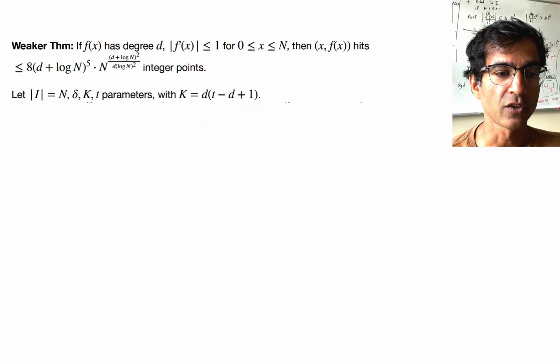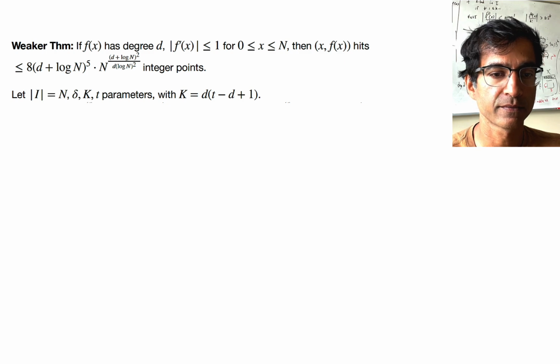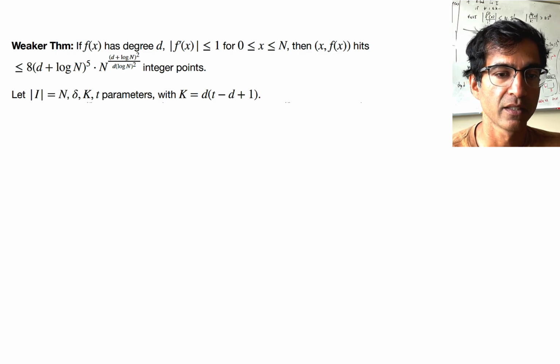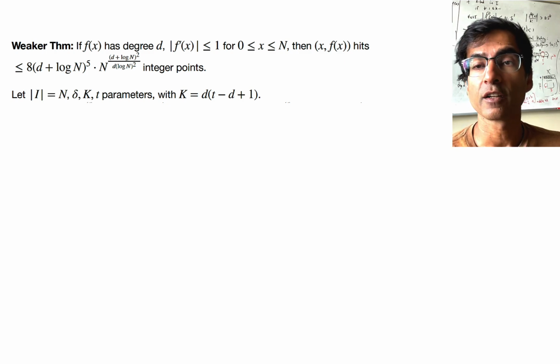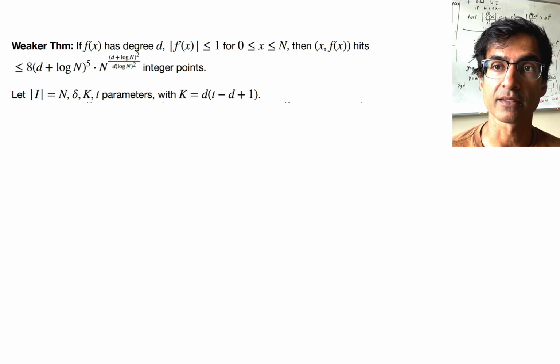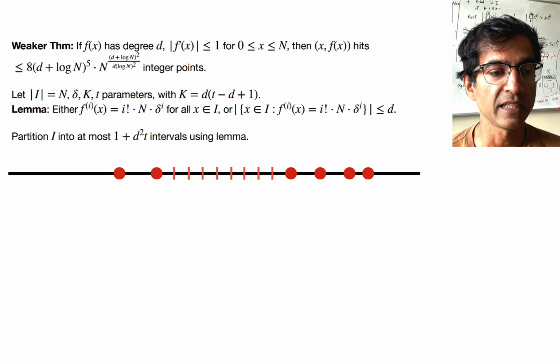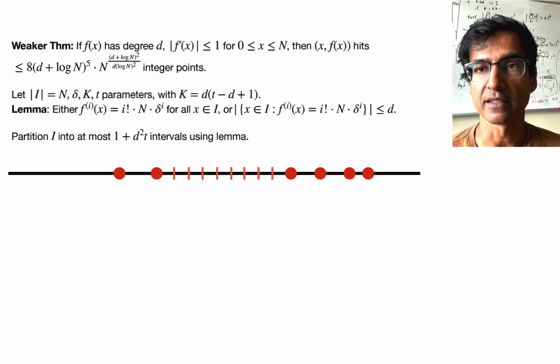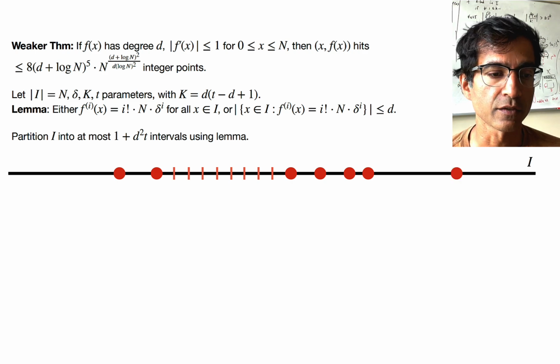Now let's try and put all of it together. So recall again, this is the theorem we're trying to prove. And to prove the theorem, we're going to use a recursive argument in both of the cases we just discussed. So initially, we'll set the interval I to be the entire interval, okay, of 0 through n. And we have those parameters delta k, t that we discussed before.